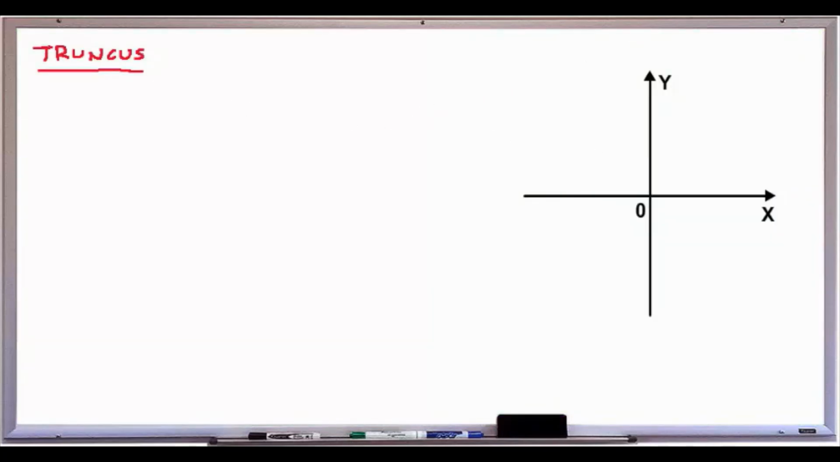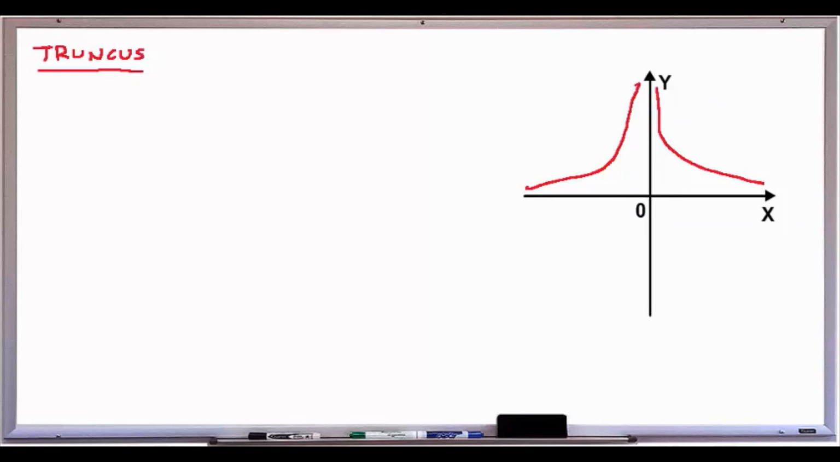So here we have a blank screen ready to fill with knowledge. And the first thing we're going to do is draw our standard truncus, which looks something like this. As I said before, it's meant to be symmetrical. It's like the tree trunk on a graph.